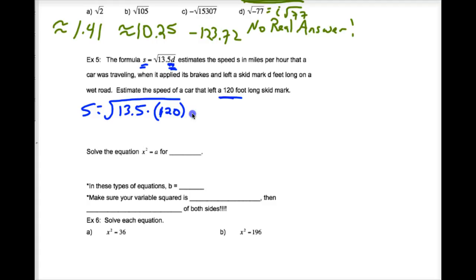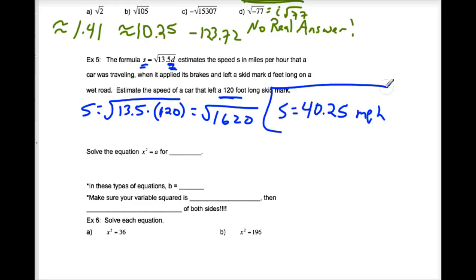So it equals the square root of, I typed it in, I got 1620, right? I got 40.25. Well, that's the square root of 1620. And then S would be about 40.25 miles per hour. So when you're going about 40 miles per hour on a wet road, you're going to leave a 120-foot long skid mark.